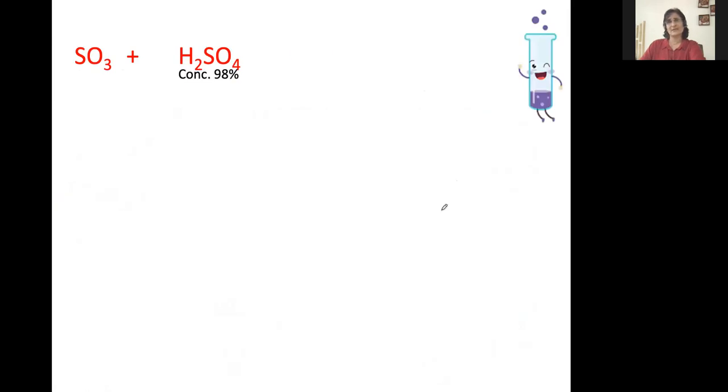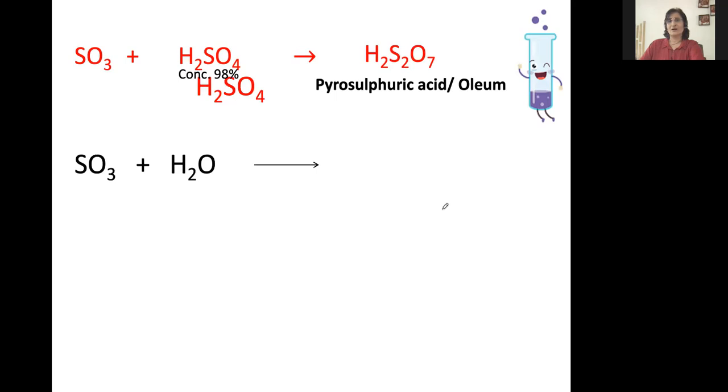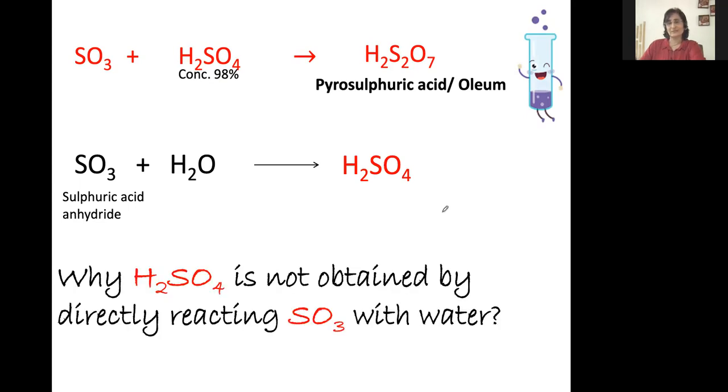Again, you have a doubt. What is that? Yes, of course, this is pyrosulfuric acid. Then what's your doubt? Okay, SO3 plus water gives sulfuric acid. Yeah, you're right. Sulfur trioxide is also known as sulfuric acid anhydride, which means if we add water to sulfur trioxide, we get sulfuric acid directly. Then why this step? This is your question. Good question. Why are we not directly adding SO3 to water?